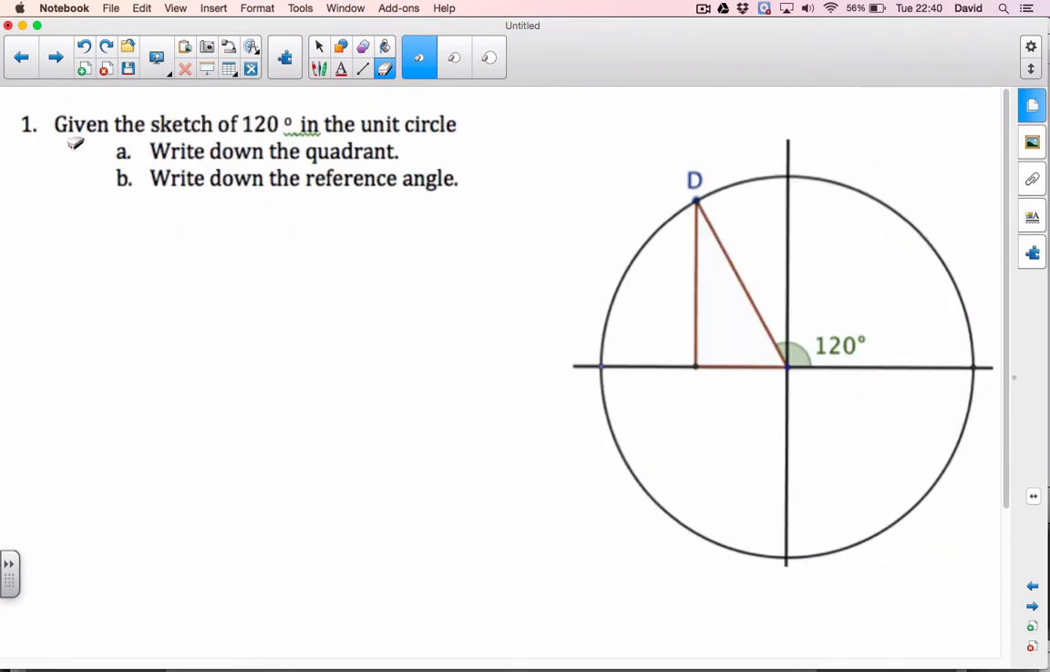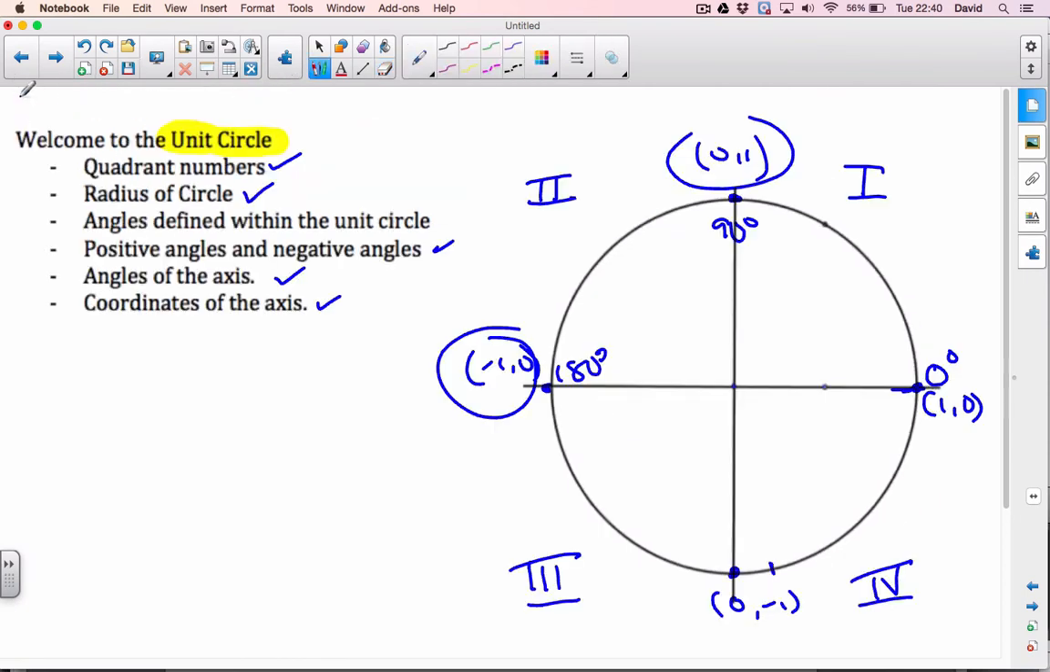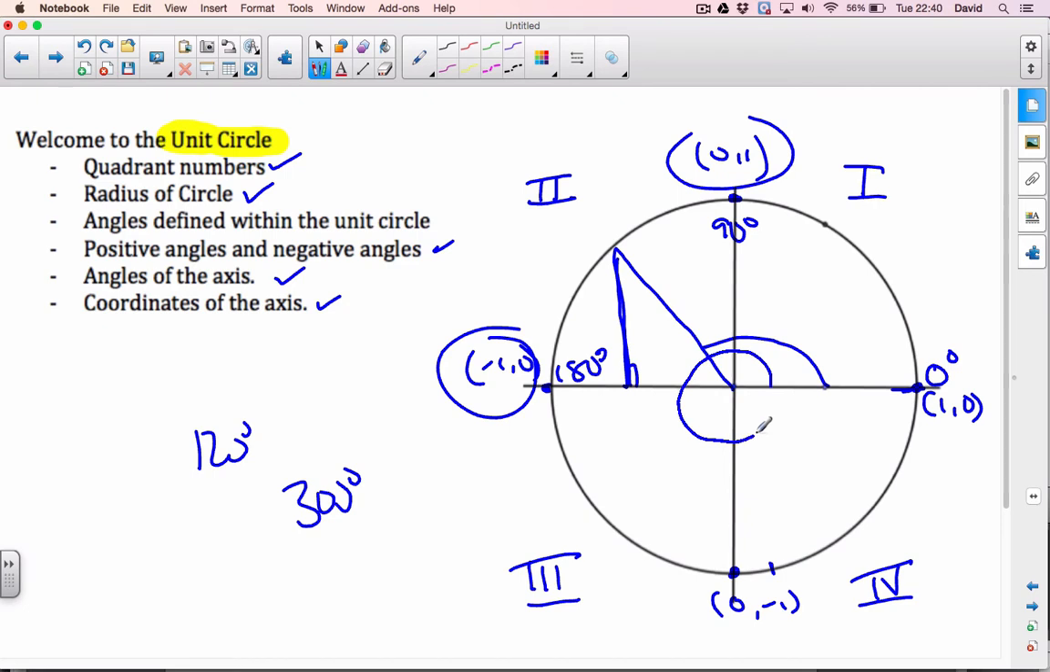Okay, let's then talk about one thing. When I draw an angle like 120 degrees, I draw it and I put the arm on, and then I can always draw a right triangle to the x-axis. So if I'm going to go, let's say 300 degrees, I can go around 300 degrees, and then I can draw a right triangle to the x-axis. That's a good habit to get into.